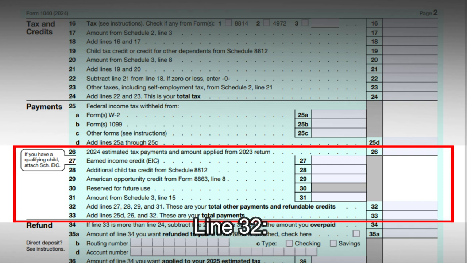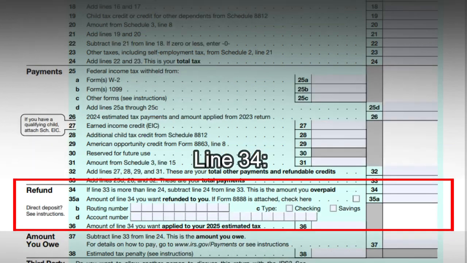Line 32, add lines 27, 28, 29, and 31 to determine your total other payments and refundable credits. These amounts reduce your overall tax liability or increase your refund. Line 33, this is the total of your payments, which includes the sum of line 25D, tax withheld, line 26, estimated tax payments, and line 32, other refundable credits. These are the total payments that will be used to calculate whether you owe additional taxes or are due a refund.